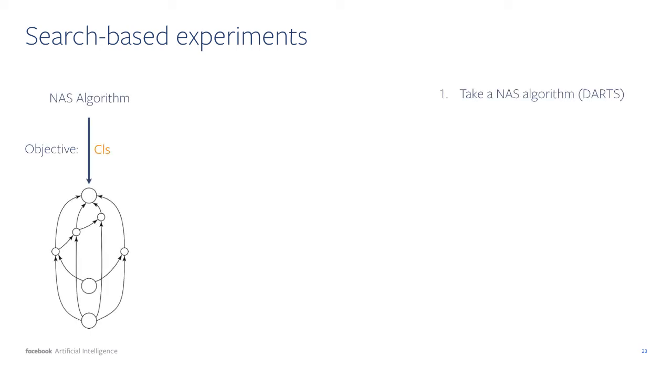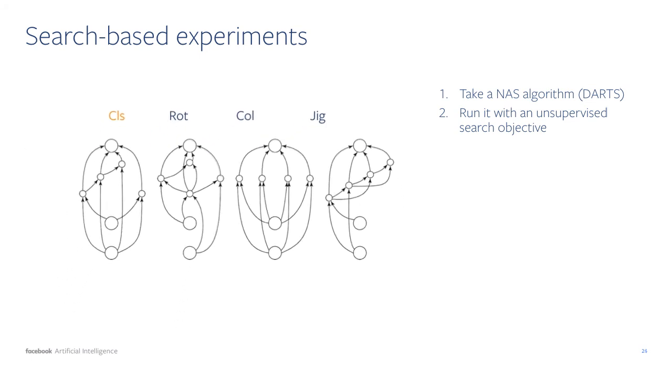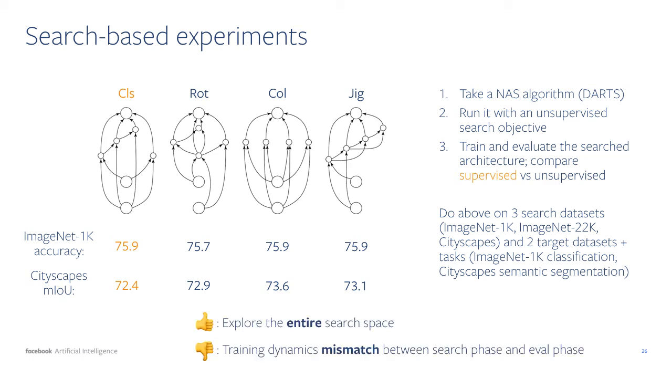We now switch to the search-based experiments, where the experimental design is also very straightforward. We take the well-established DARTS algorithm, which is typically used with a supervised objective, except that we make the minimal change of replacing its search objective with rotation, colorization, and jigsaw. We take the searched architecture, found without using any human annotated labels, and train from scratch for a supervised target goal and evaluate accordingly. The advantage of this setting is that technically we are exploring the entire search space, but the disadvantage is that there will be a training dynamics mismatch between the search phase and the evaluation phase.